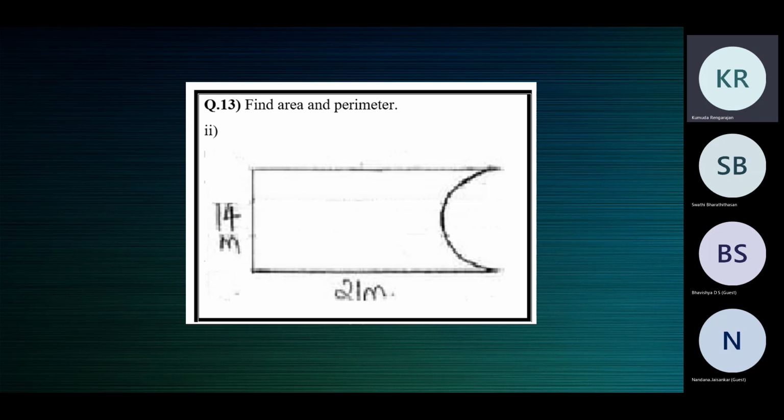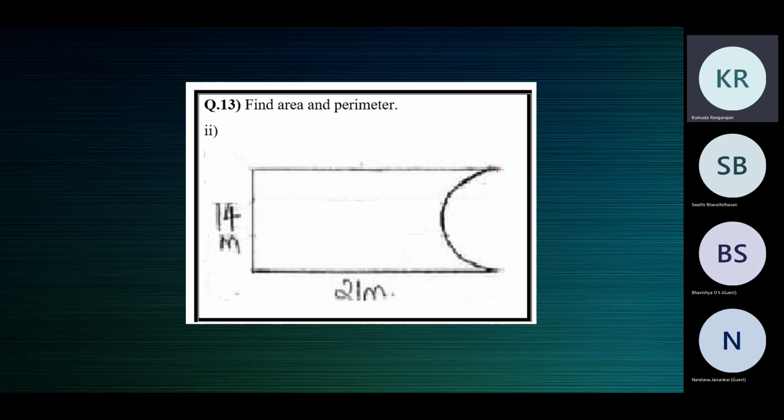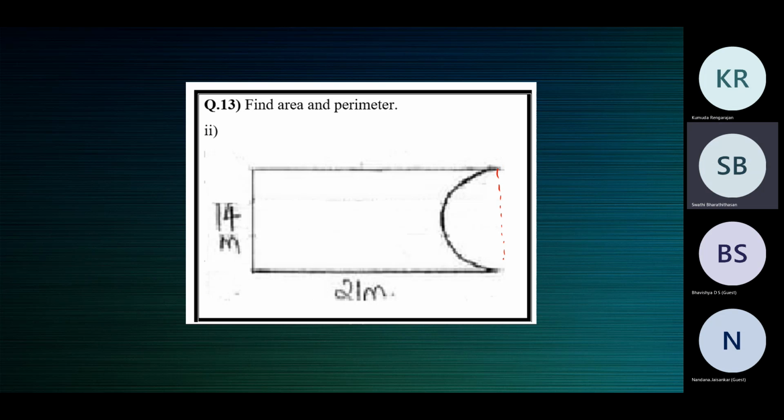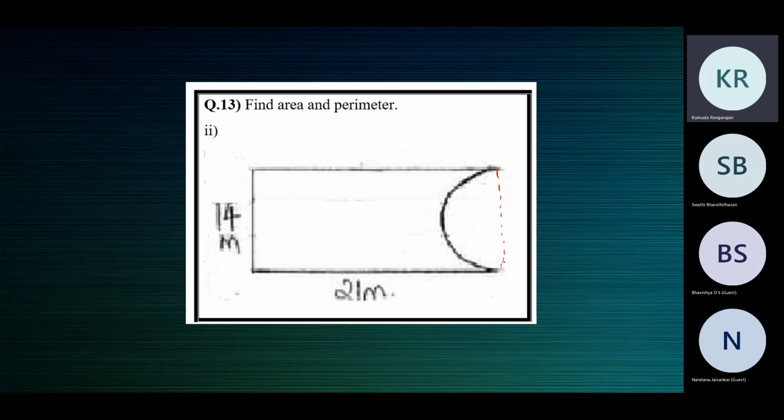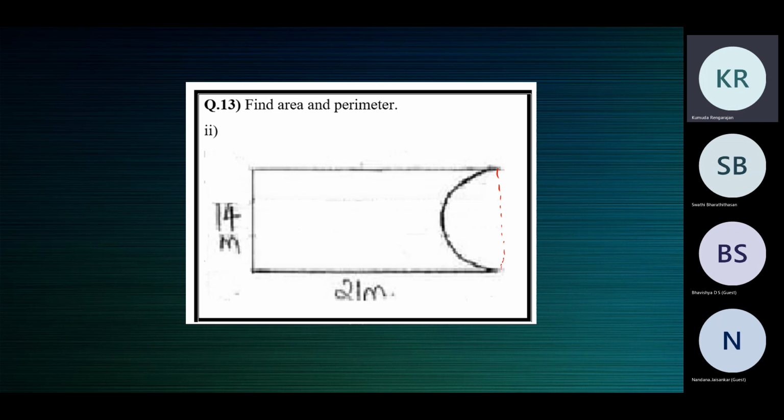What's the length of the rectangle, children? 21 meters. What's the breadth of the rectangle? 14 meters. What's the diameter of the semicircle? 14 meters. What's the radius of the semicircle? 7 meters. How will we find the area of the figure?